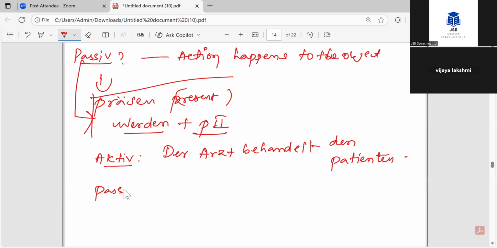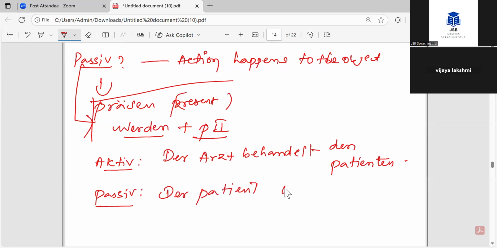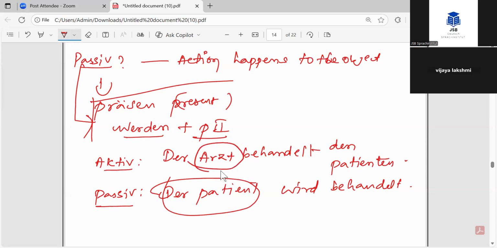But in the passive, okay, they are, patient, they are being handled. Okay, so the patient is being treated. Patient is being treated. So the patient is treated by the doctor. The patient being treated is the passive. Who is doing it is the active. Clear?